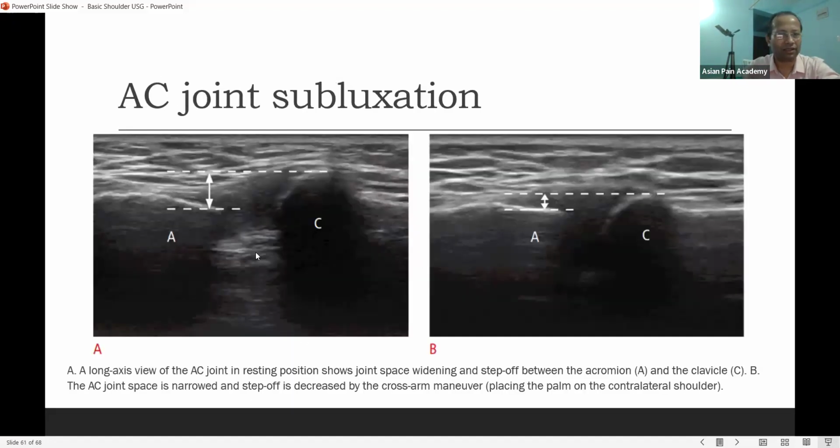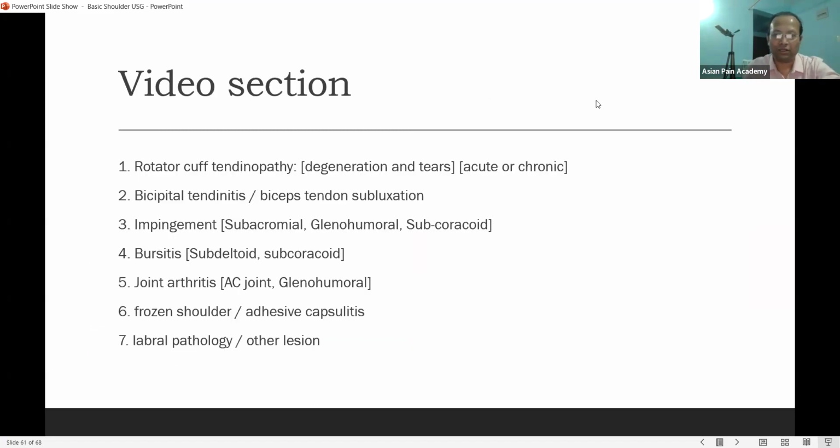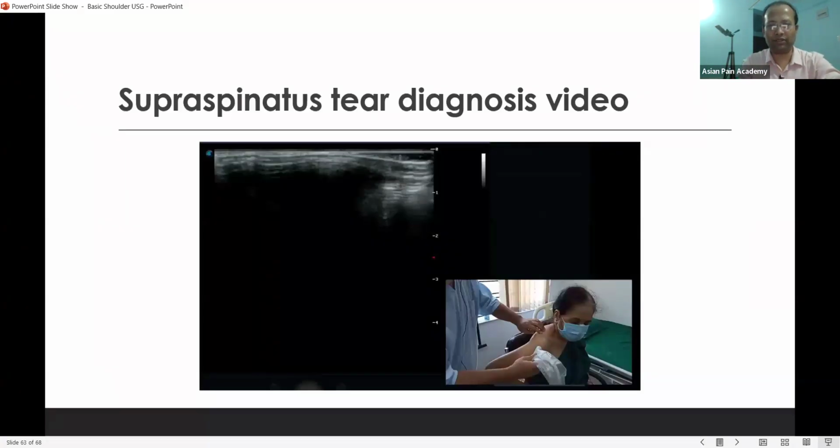There can be AC joint subluxation also, but of course, if there is subluxation and all, it is more of orthopedic interest. But you can diagnose it while doing the cross body movement. I mean, the patient is touching the opposite shoulder with one hand, then you will see that there is a change of the depth of the bones. So that is called AC joint subluxation. So let us see some video sections.